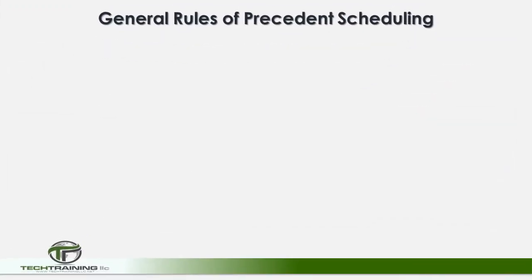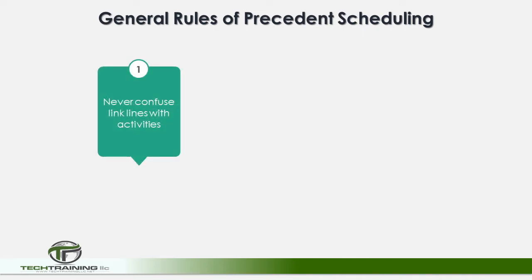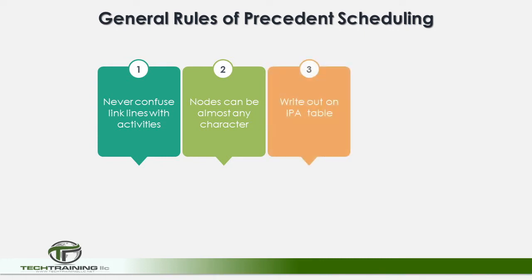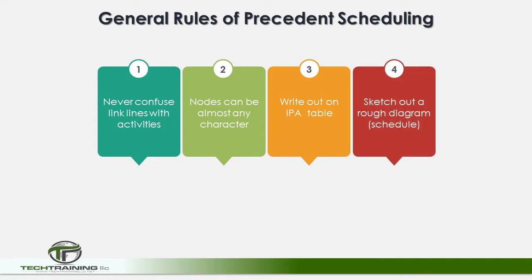Now, just a couple of general rules before we get started, since we have already talked about some of these items. First, never confuse link lines with activities. Link lines can have time associated with them, but they are not activities. Nodes can be almost any character, circles, squares, rectangles, etc. Once all the information is in, take the time to draw a rough precedent diagram. This will help you quickly identify if you have missed any activities. So now, let's go ahead and get started.